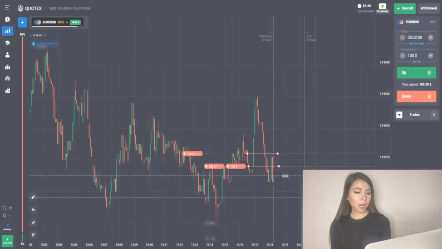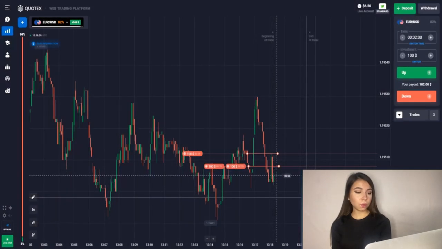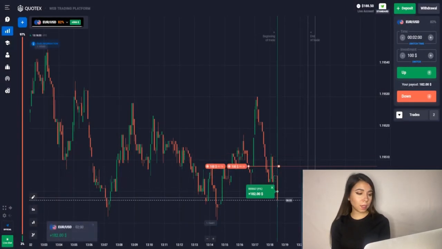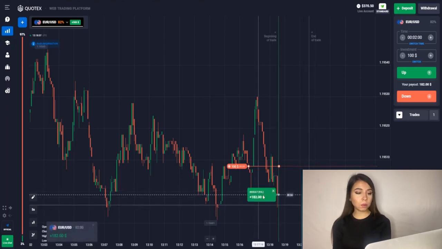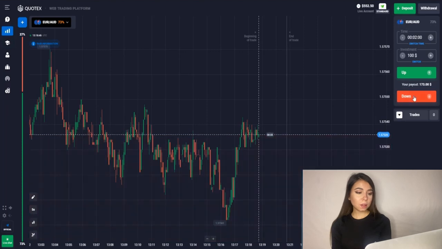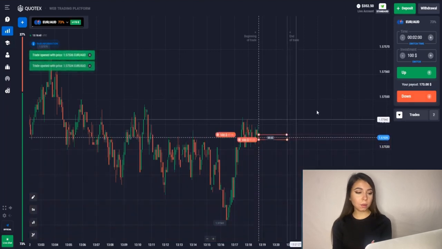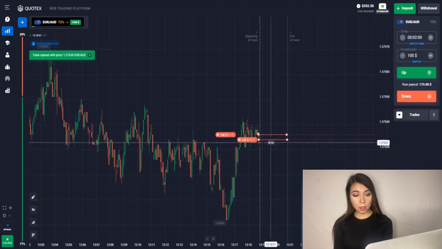For this currency pair we get a good downward movement. Of course we had a small correction, but then we fell down powerfully and we have closed both our trades in a profit. So let's go on. Our currency pair is euro-AUD. We entered, it went down.